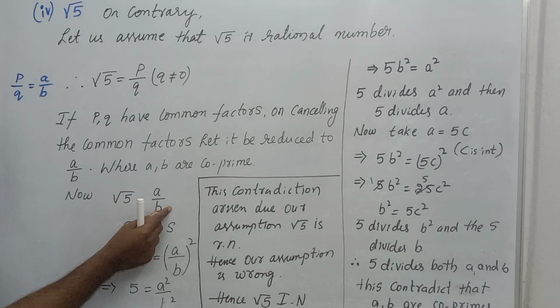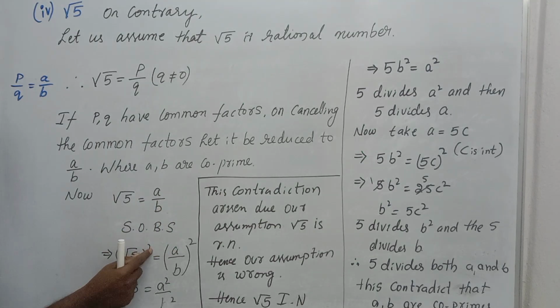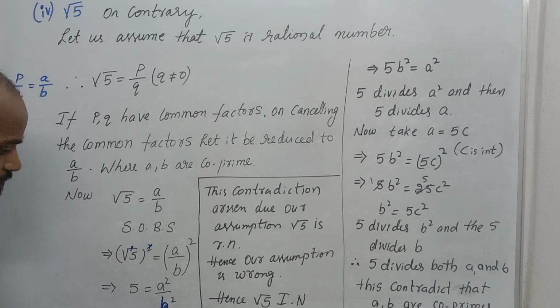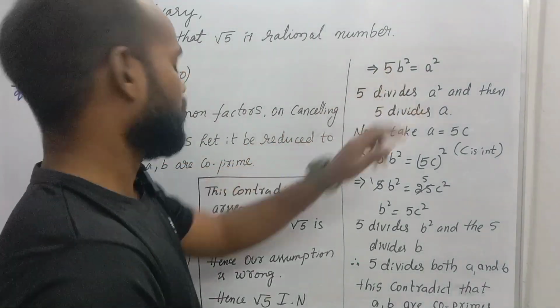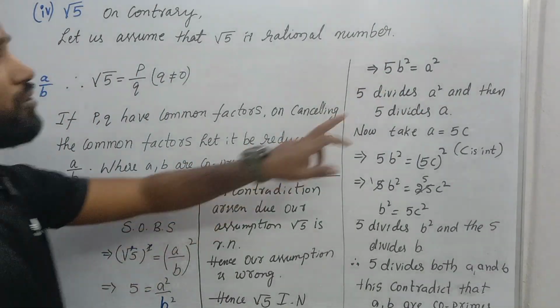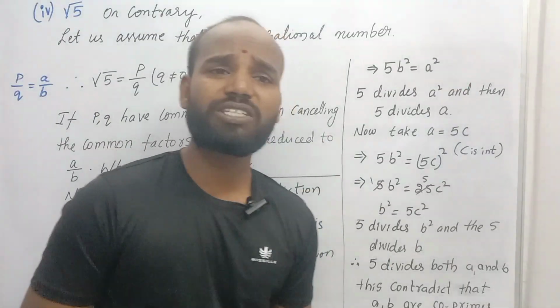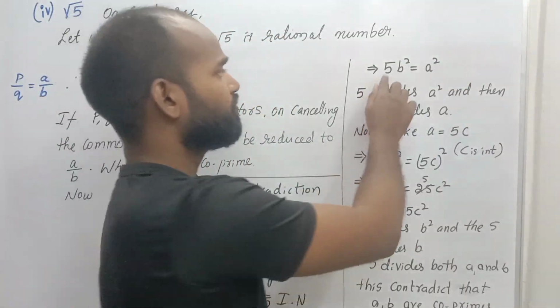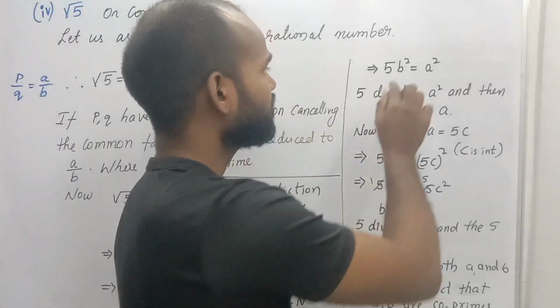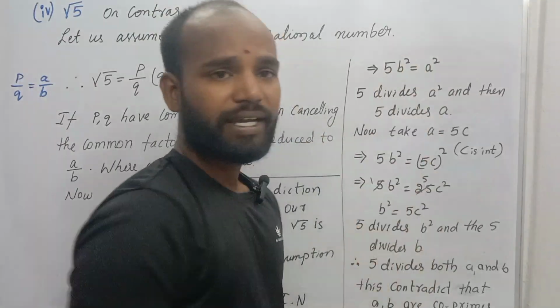Now squaring on both sides, the square and root cancel. Then 5 equals a square by b square. Cross multiply here. Then 5b square equals a square. What is meant by 5b square equals a square? It means 5 is going to divide a square.